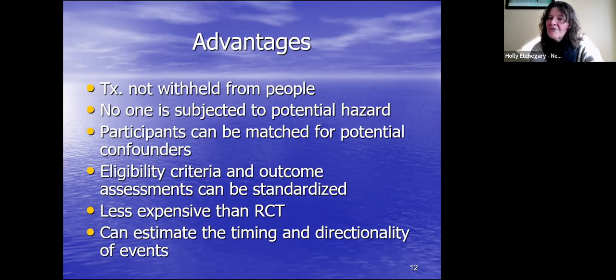So, but they're generally less expensive than randomized controlled trials. They can also help you to estimate both the timing and the directionality of events, because some of these go on for many years, and even ones that go on for 3 or 4 or 5 or 6 years, which is comparatively much less than some of the bigger ones, can still help us estimate the timing of, A, X before Y and that sort of thing, right? So those are some of the advantages of the cohort study.